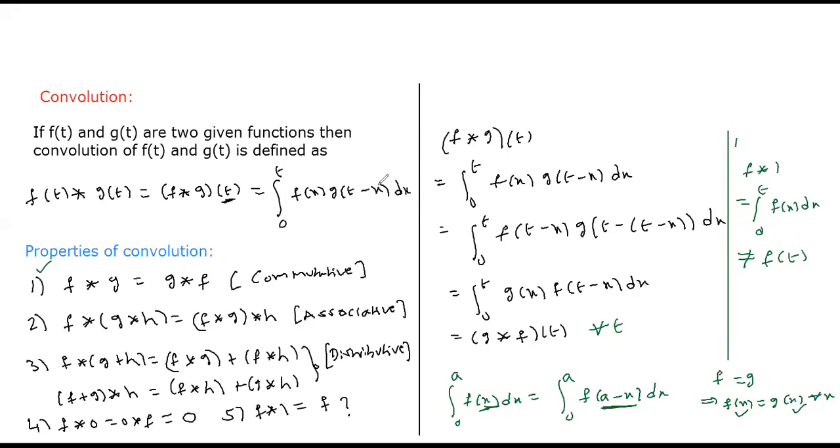So what can we say about this? f convolution 1 is not at all equal to f. Please make a note: f convolution 0 equals 0, but f convolution 1 is not equal to f. These are the properties of convolution.